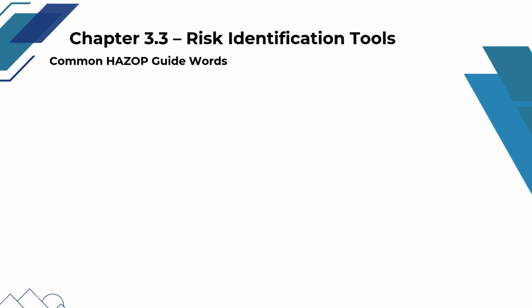Reverse identifies opposite behavior, such as reverse flow, and other than captures situations where a different substance or behavior occurs, like using the wrong chemical batch. Applying these guide words helps teams uncover hidden hazards and operability risks early in the design phase.